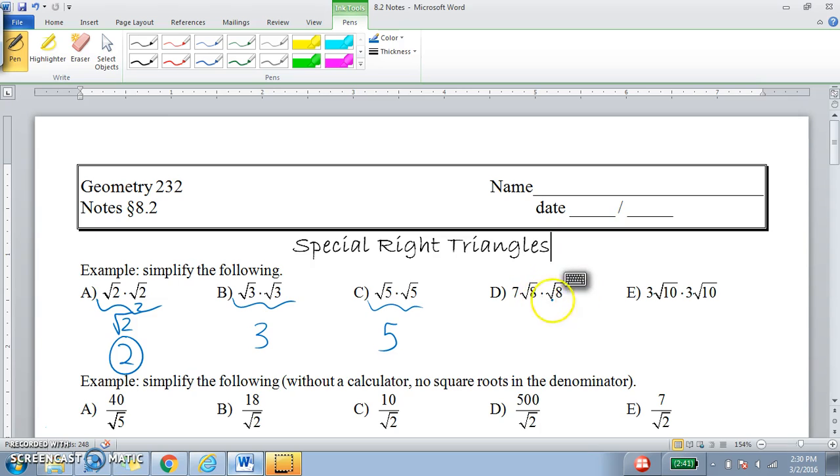7 times the square root of 8 times the square root of 8, well, this part would give me 8, and then it's 7 times that, which is 56. This would be 3 times the square root of 10 times 3 times the square root of 10, so 3 times 3 is 9. Square root of 10 times square root of 10 is 10. 9 times 10 is 90.